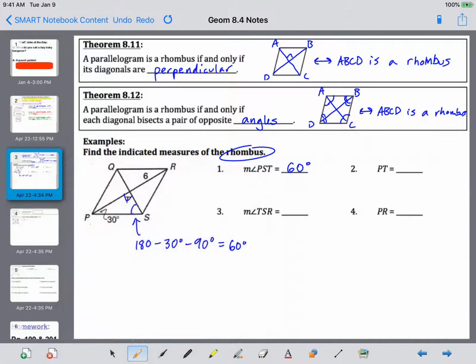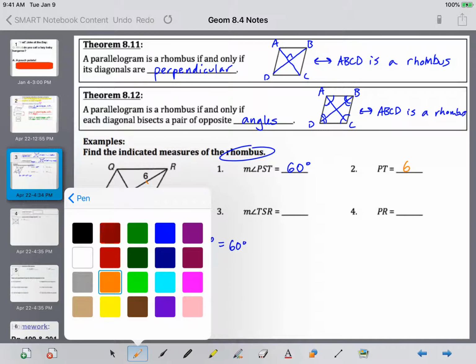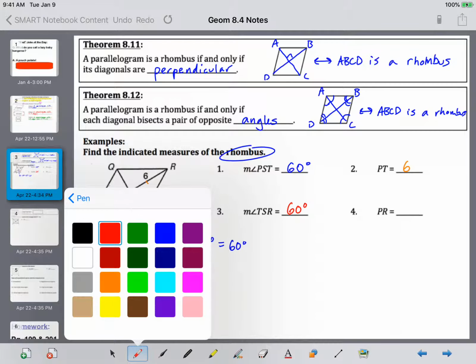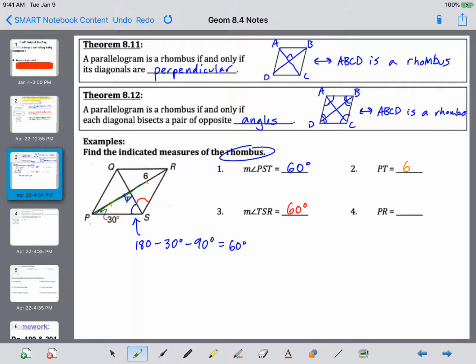The next part is number 2, PT. We know RT is 6, so PT also has to be 6. The next part is angle TSR, which is this angle here. From theorem 8.12 above, we know those two angles are congruent, so that also has to be 60 degrees. Then PR is asking for this entire length. Each part is 6, so if we add those two pieces together, PR is 12.